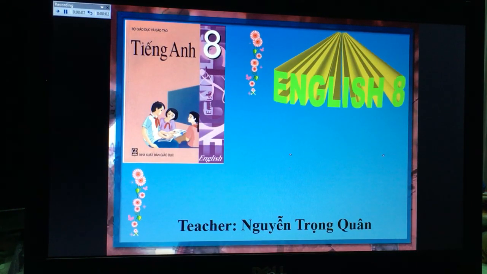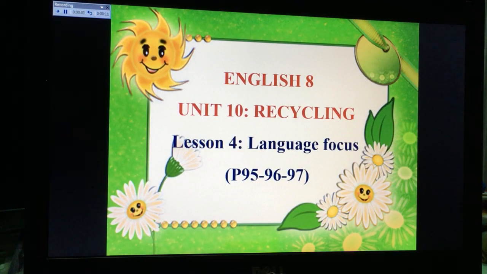Hi students, today we are going to continue studying the next lesson, English 8, Unit 10. So what is the title of Unit 10? Yes, it's recycling. The lesson today is Lesson 4, Language Focus, on pages 95, 96 and 97. Are you ready to study?